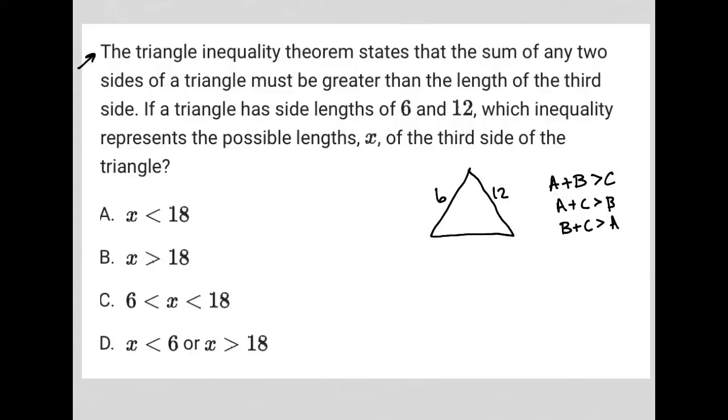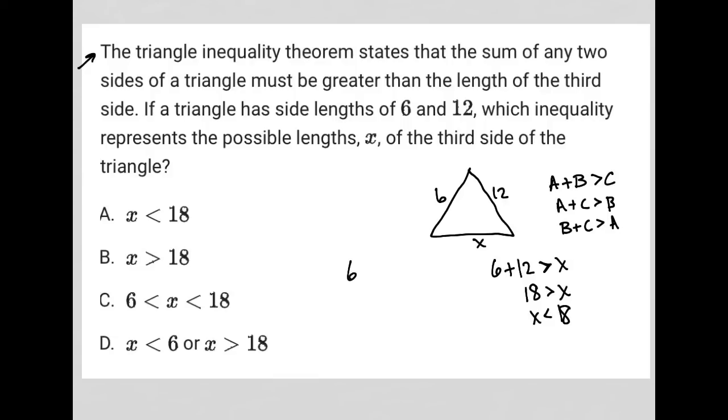So what do we know? We know that 6 plus 12 has to be greater than that third side. So 6 plus 12 has to be greater than x, which means 18 has to be greater than x, which just means x is less than 18, right? So we know that that's going to be true. But is there anything else true? Does anything else have to be true? Is that the only thing that has to be true?